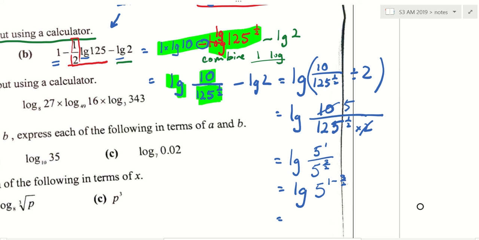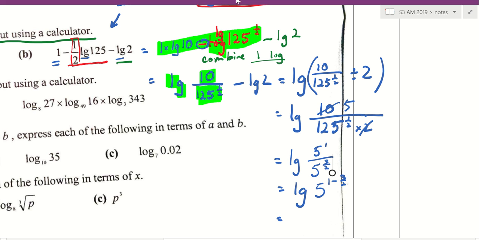Hey, I made some mistake. Is it? Or no? Can you press the calculator for me? What do I get when I have log 5? 0.44. That means there's a mistake.